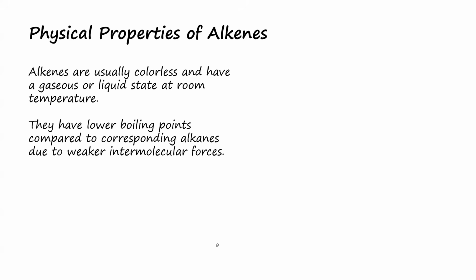So you may be given a series of compounds and asked to arrange them based on their boiling point. So you look at them. The corresponding alkanes have higher boiling points than the alkenes. So alkenes have lower boiling points due to their weaker intermolecular forces.